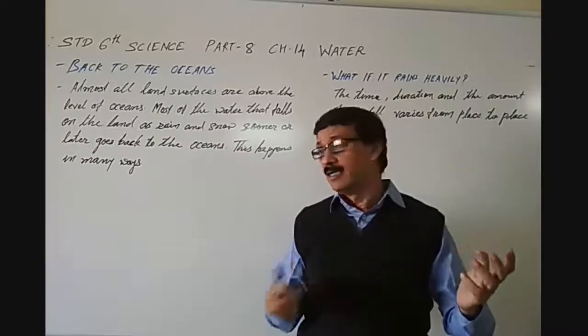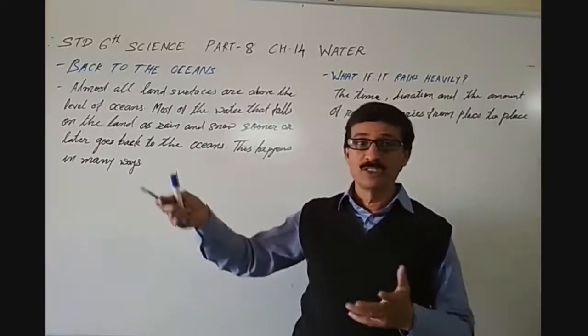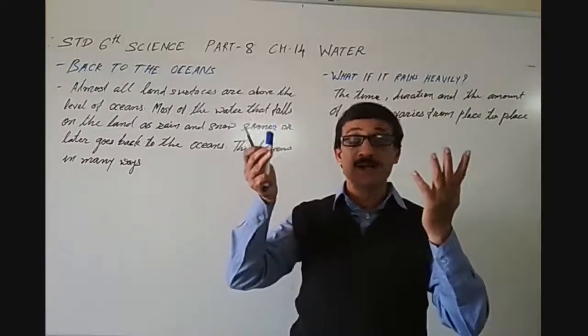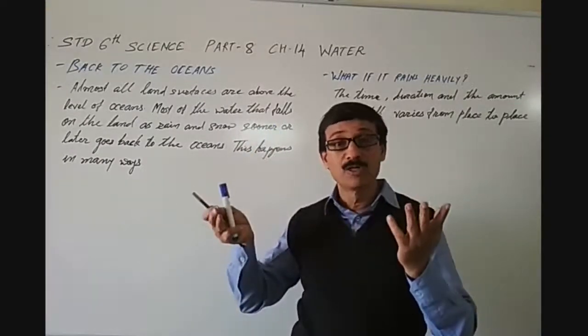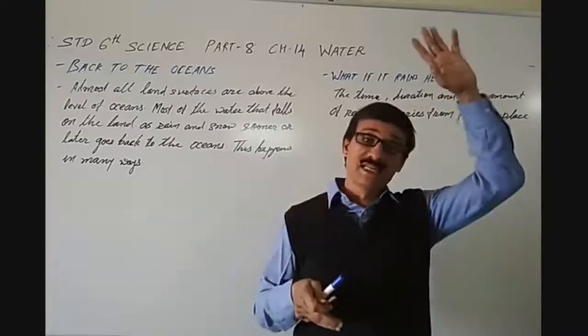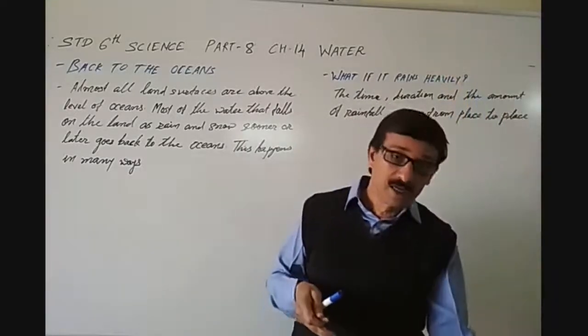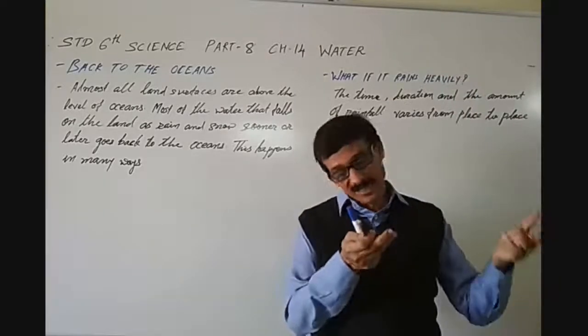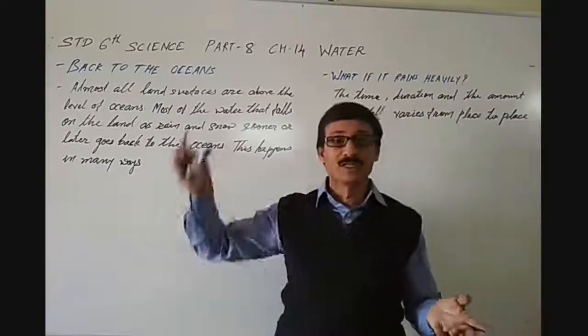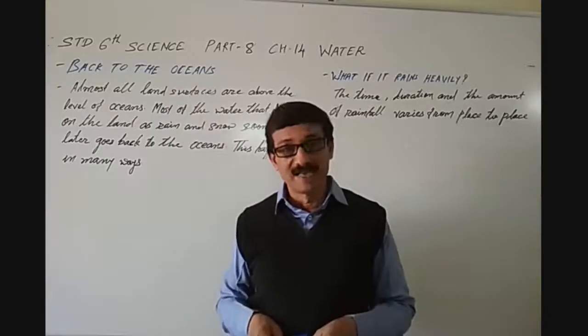From rain, once again on the land and in the ocean, with the process of evaporation it becomes vapor, once again condensation at a higher level, once again drops of water to the earth as rain, and once again to the ocean. That is the water cycle, isn't it?